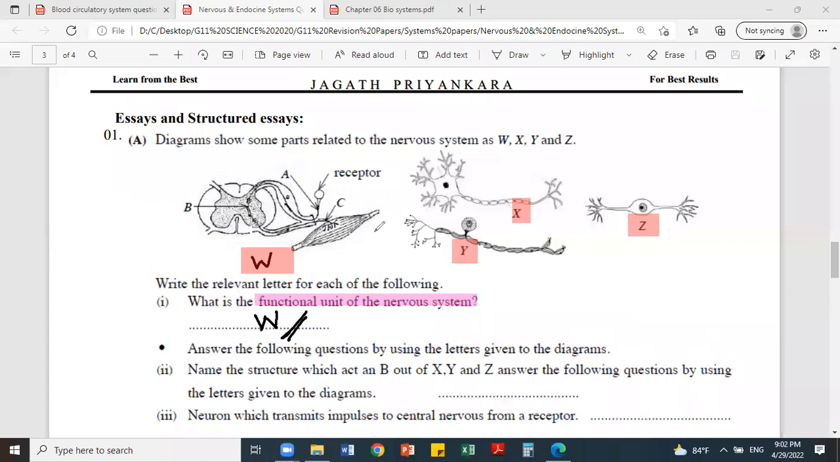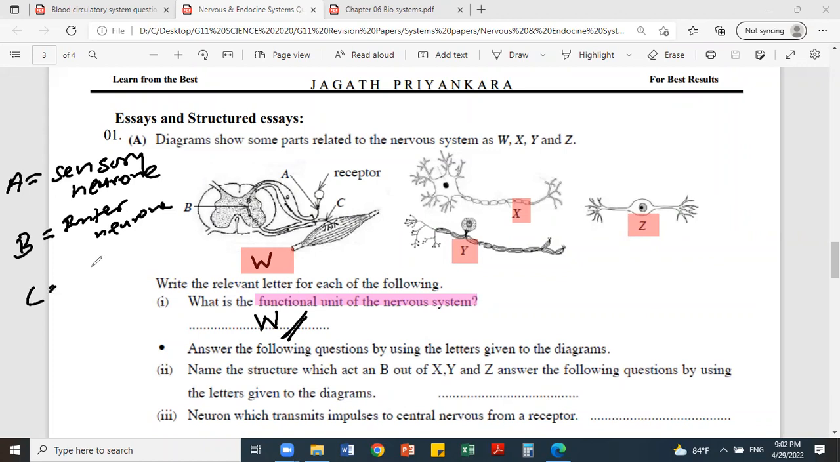So first label A, B, C. A represents sensory neuron because it begins from the receptor. Please write this in the corner, everyone, then you can easily compare. Here capital A represents sensory neuron because it begins from the sensory organ. Then B will be what? That is interneuron. What is C here? Motor neuron.